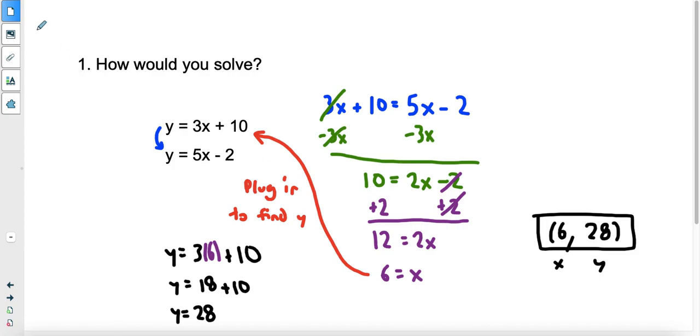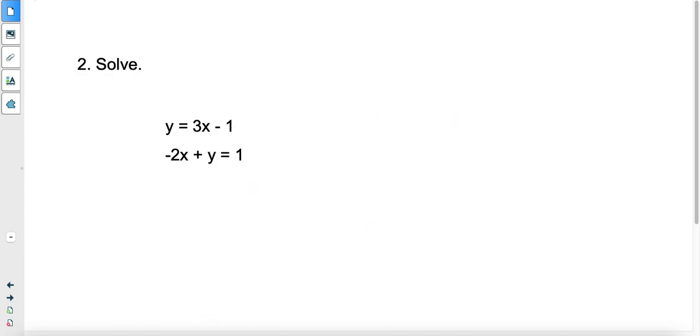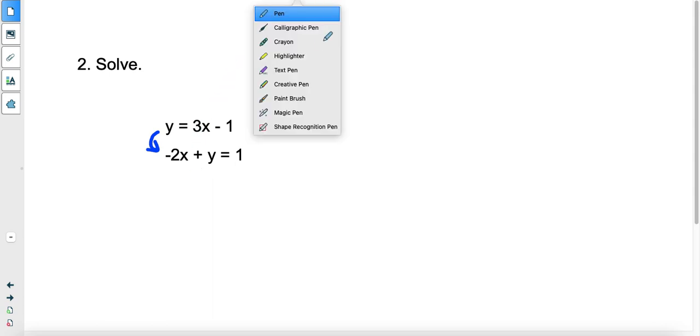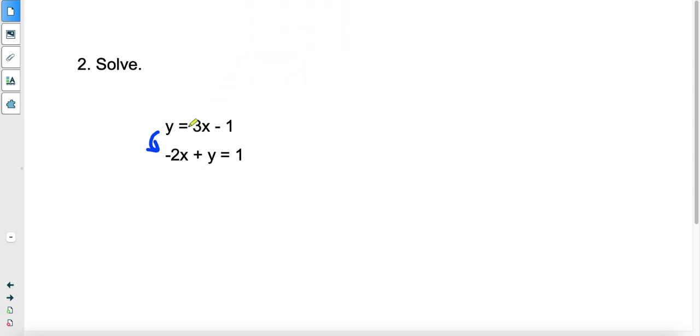Let's take a look at a couple more examples here. Okay, in this next example, I have y is equal to 3x minus 1, and negative 2x plus y is equal to 1. To solve this, I'm going to do the same thing I did before. I'm going to substitute my value for y into the second equation. So I'm going to plug in y, which I know is 3x minus 1, into my second equation.